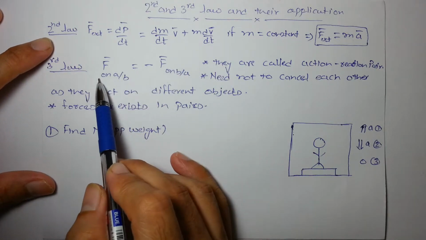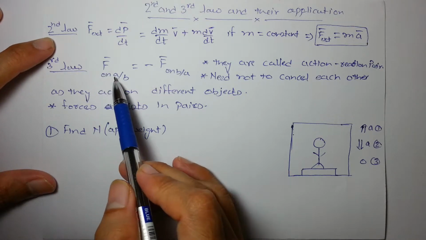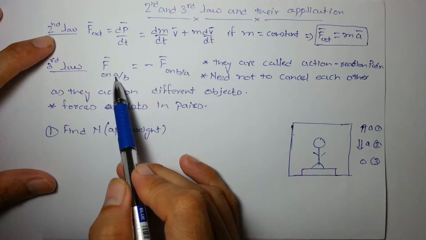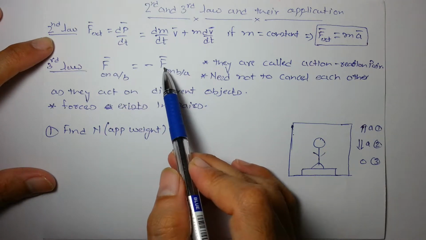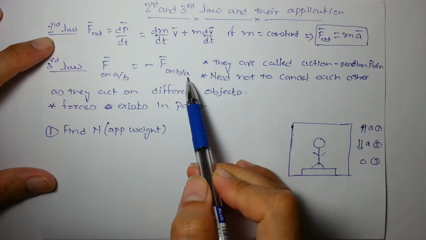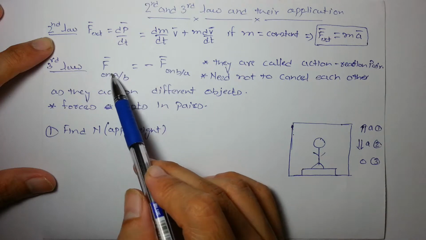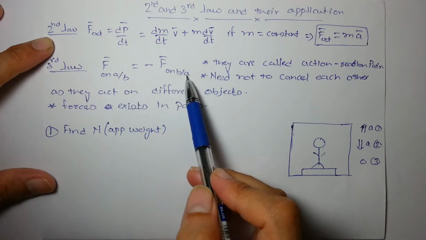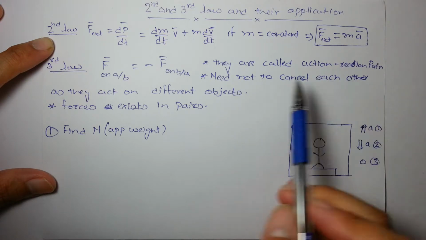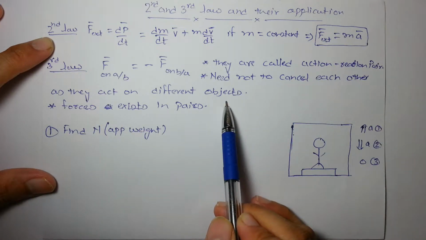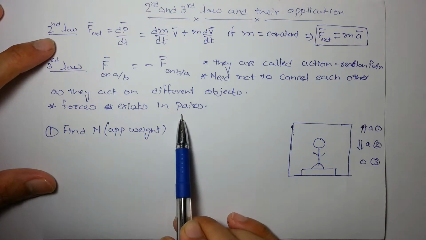And the third law is this: F on A by B, the force on object A by object B, will be equal and opposite to the force on B by A. So this law must be followed, and this pair, on A by B and on B by A, is called an action-reaction pair. They need not cancel each other because they act on different objects. We can say that forces occur in pairs only.